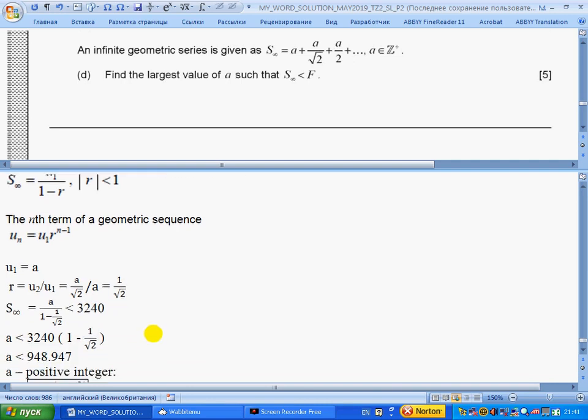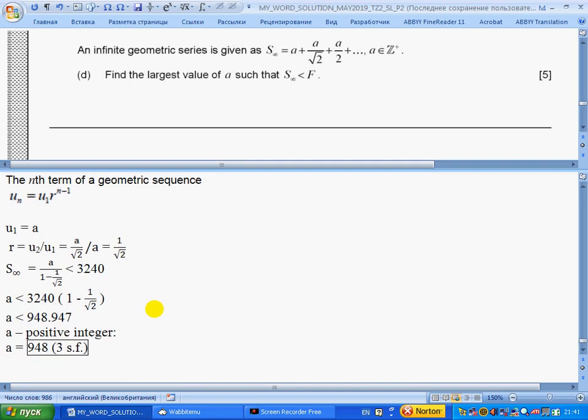Okay, so the sum should be less than 3240, or less than this value. Because it should be a positive integer, we round it down, so we have a equals 948. It's not about significant figures, sorry, it is about an integer number. Paper is over. Thank you for your attention.